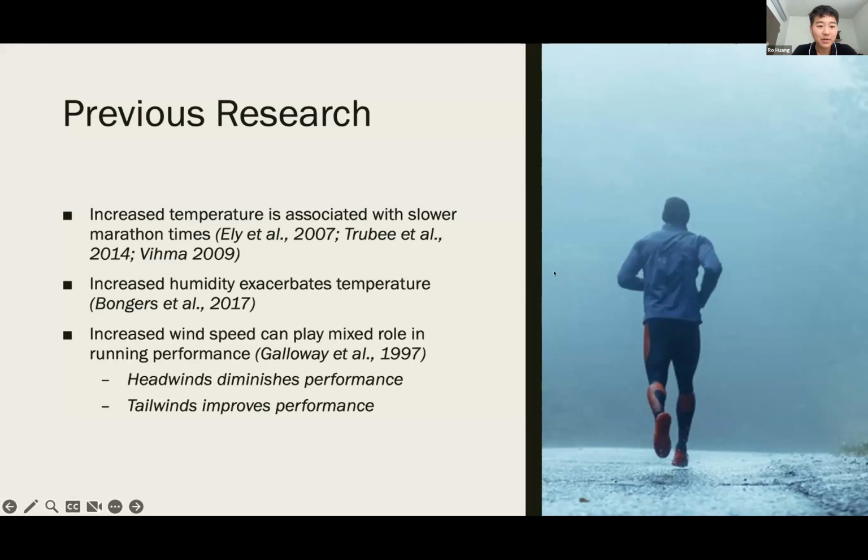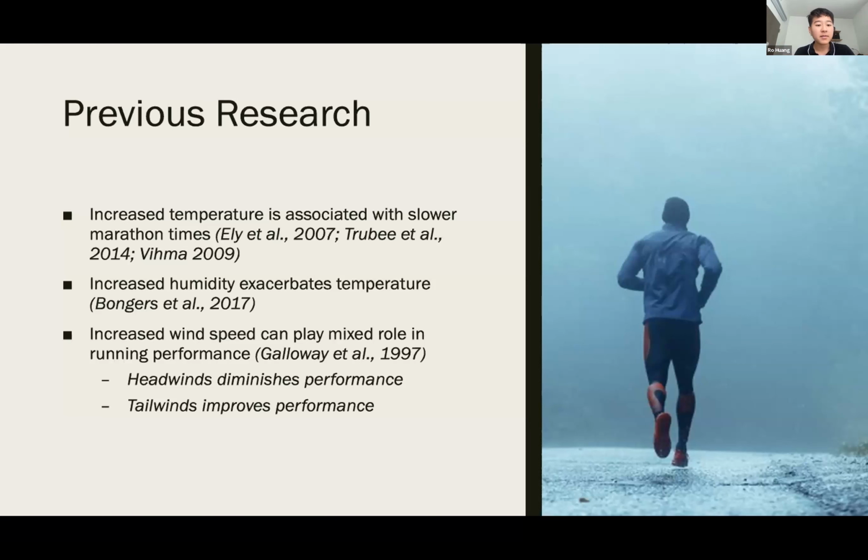So this is some of the previous research that has been done in the field. It was primarily done for marathon running performance, in which we found that increased temperature is associated with slower running times. This was actually quite counterintuitive to me personally, because running in the heat and running in the cold seemed almost equally miserable, but it turns out that running in the hot weather decreases your time more significantly.